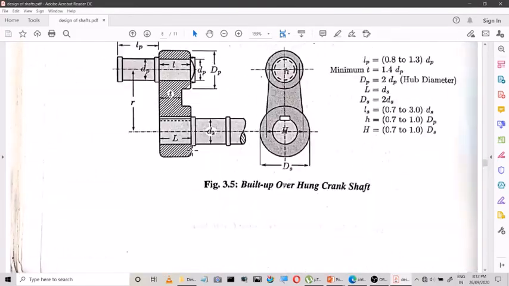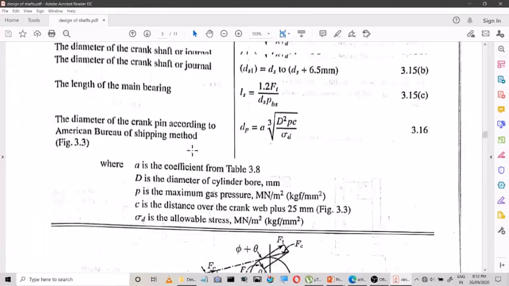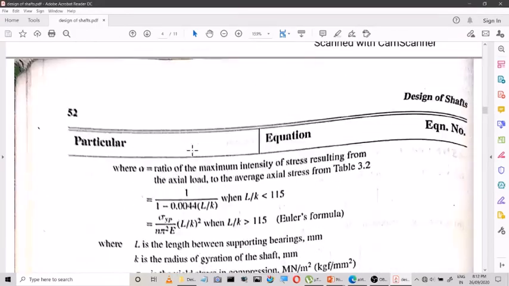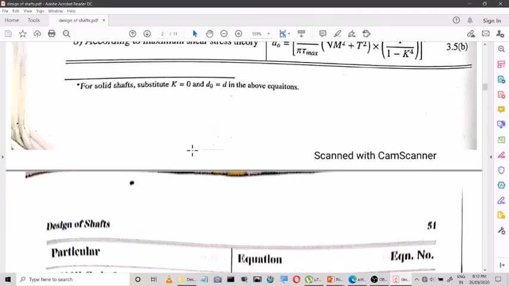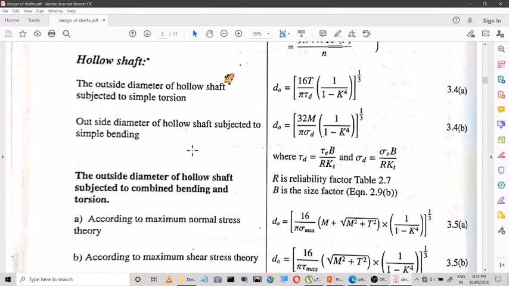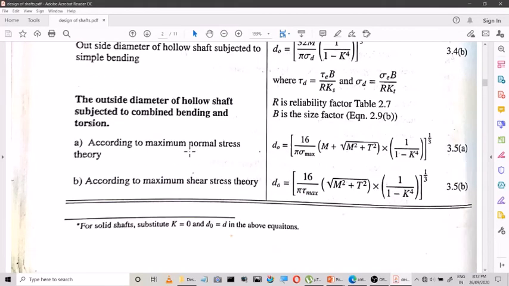Now the equations required to design a shaft when it is subjected to combined load, that is, shear stress as well as bending stress. You need to go for two theories of failure. One is the maximum normal stress theory, another is the maximum shear stress theory. If the material is ductile, you go for the maximum shear stress theory. If the material is brittle, you go for the maximum normal stress theory. This is based on the simple case here.